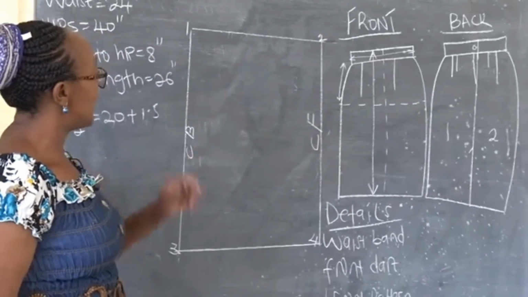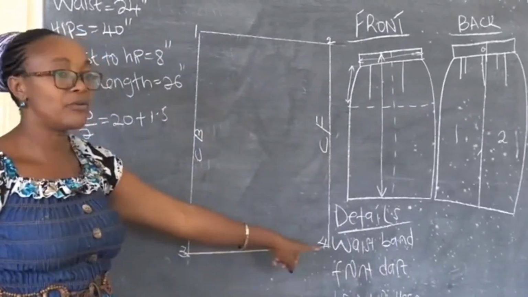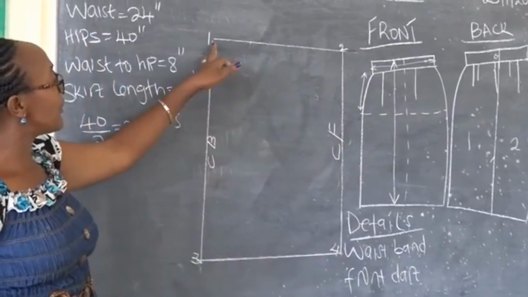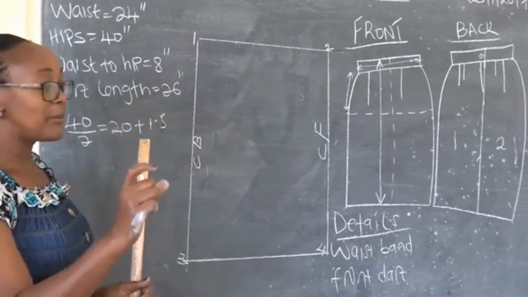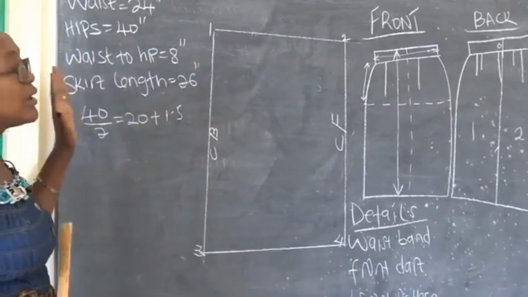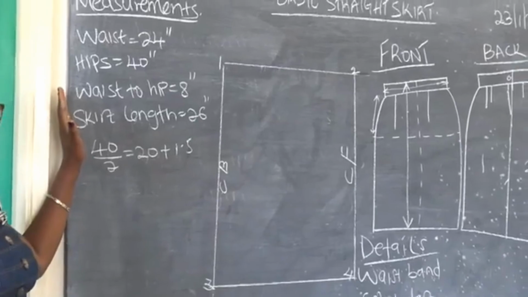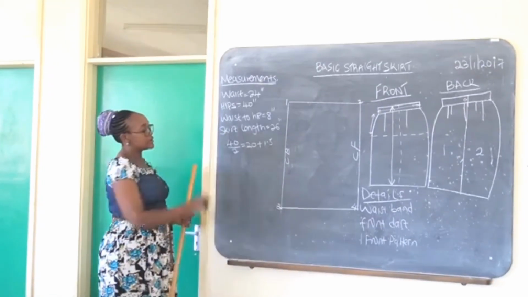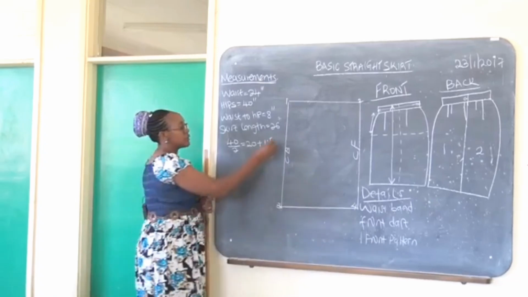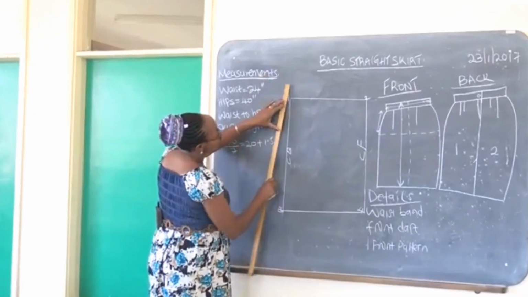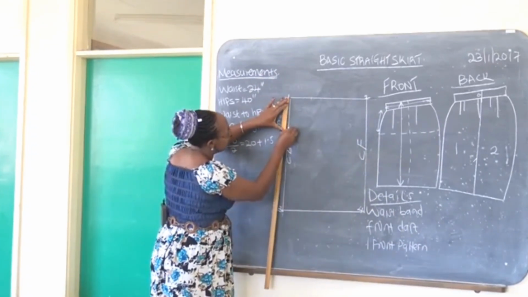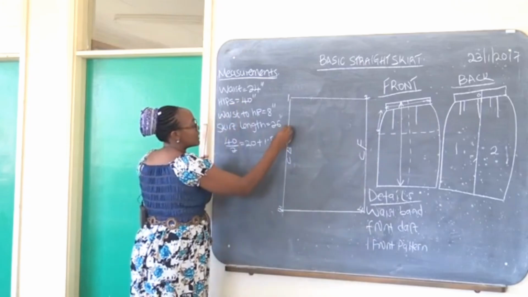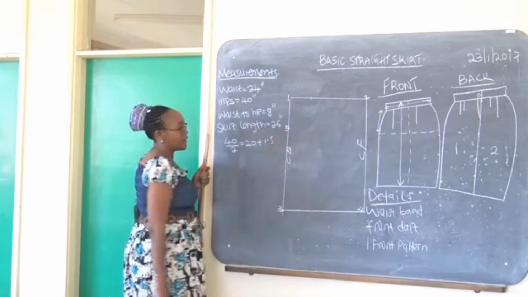So for me to get the lines, now I need to identify, because I've got the 4 points, I need point 5. So for me to be in a position to get point 5, I will use my waist to hip. I want to identify the hip. Waist to hip, we've got 8 inches. So you measure 8 inches from where they lie, you write that is your point number 5.